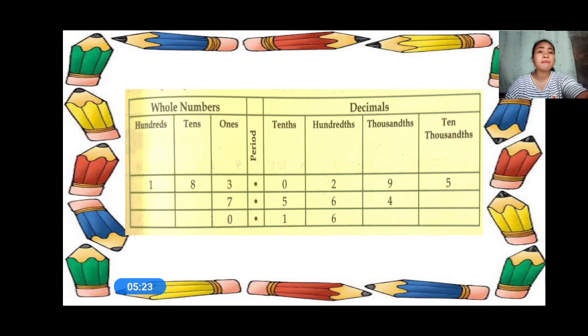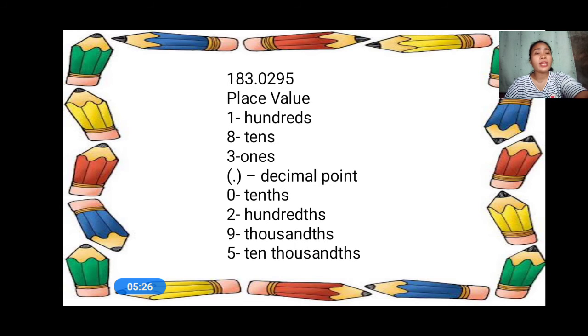Okay, so example is 183.0295. So the place value of each number: 1 is hundreds, 8 is tens, 3 is ones, and then there's the decimal point that separates the whole number from the decimal. The place value of 0 is tenths. The place value of 2 is hundredths. The place value of 9 is thousandths. And the place value of 5 is ten-thousandths. Those are the place values of the numbers in a decimal.